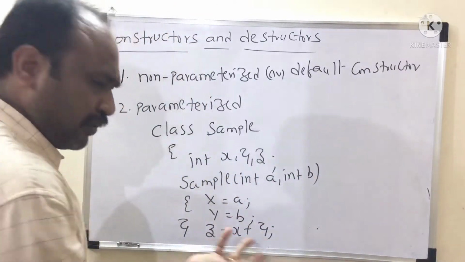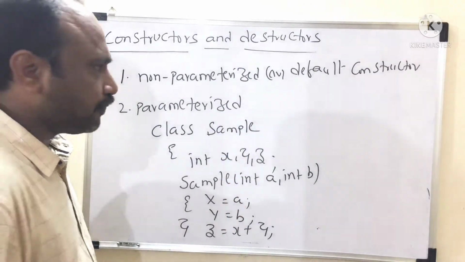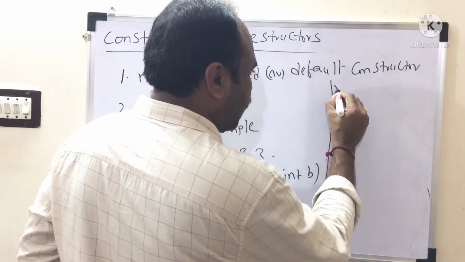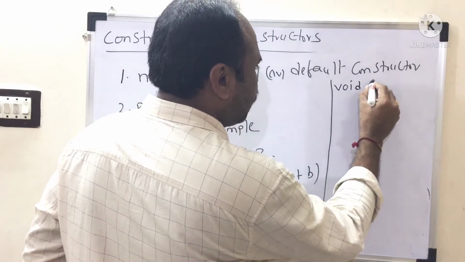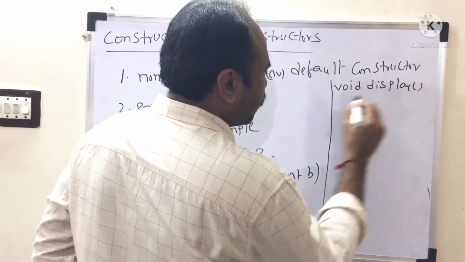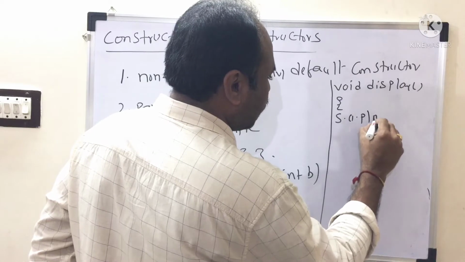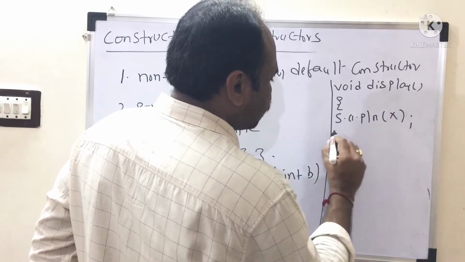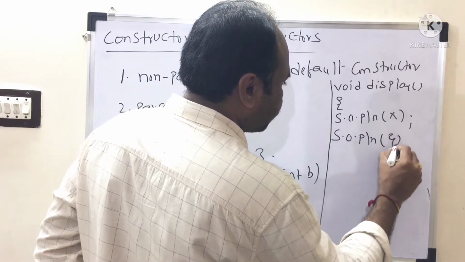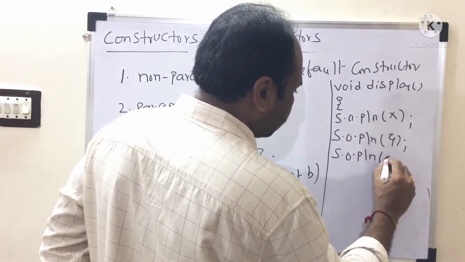Sir, I will print here only. Means you can print, no issue. No need of using the display method. Here itself you can print. Now I will use display. Why display? To print values I am using. To print: System.out.println x, System.out.println y, System.out.println z.